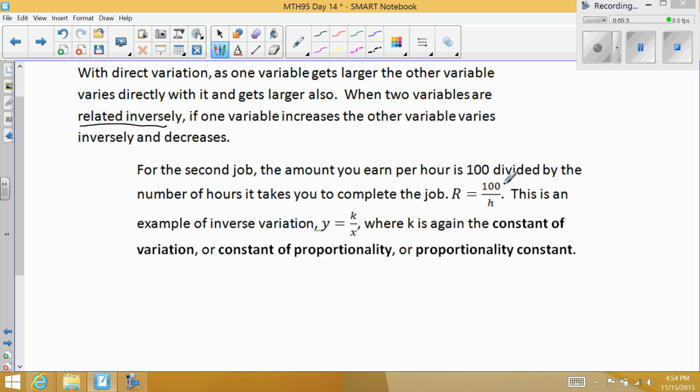So this is inverse variation. As one of the variables gets larger, as the number of hours to complete the job gets larger, our pay rate got smaller. And again, y equals k over x. K is called the constant of variation, constant of proportionality, or the proportionality constant. You'll see all those different phrases popping up in different problems.